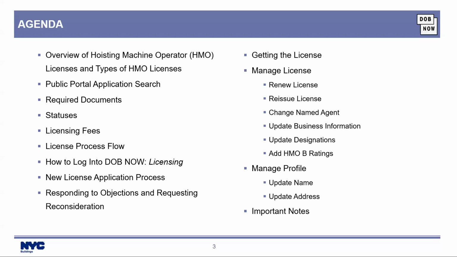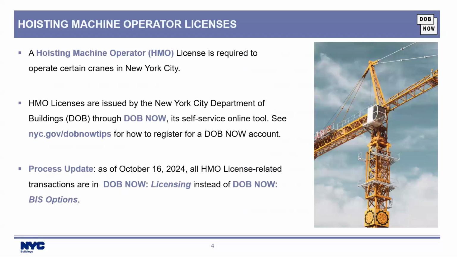Once you have a license, there are some features that you can manage through DOB Now licensing. Specifically, you can renew your license, you can get your license reissued, you can change your named agent, you can update business information, and specifically for HMO licenses, you can update designations or add HMO B ratings if you have a B license. We'll talk about managing profile tasks, and then I've got a couple of important notes at the end before we get to questions and answers.